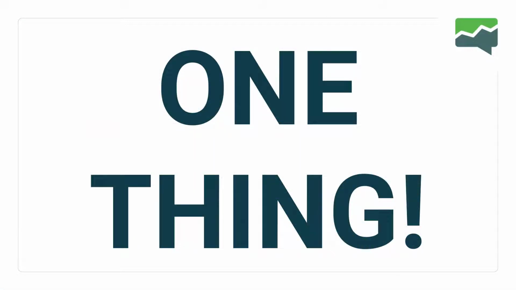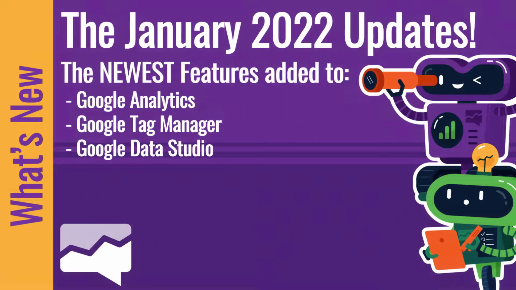Remember, there's going to be a number of changes. There weren't a ton, I don't think, actually in January. But there might be something that you can actually start using, specifically that Google Analytics 4.1. Be on the lookout for that. All right, let's go ahead and get started. What's new? The January 2022 updates. The newest features added to Google Analytics, Tag Manager, and we're also going to take a look at Data Studio.